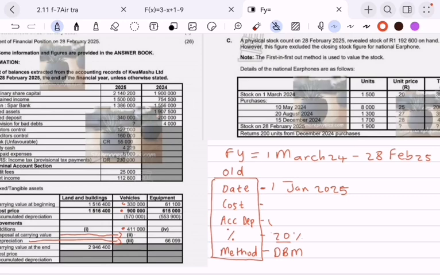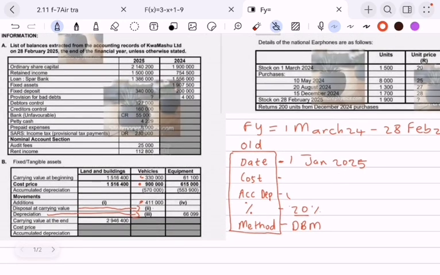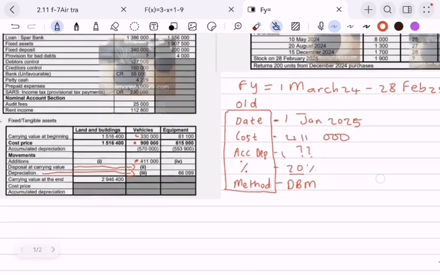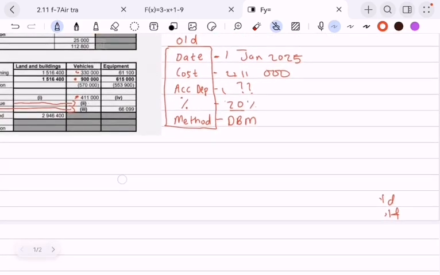Right. And then what about the cost? The cost we were given, it is 411,000. Beautiful. Then what about the accumulated depreciation? We don't have it yet because this asset is still new. So let us calculate its depreciation.